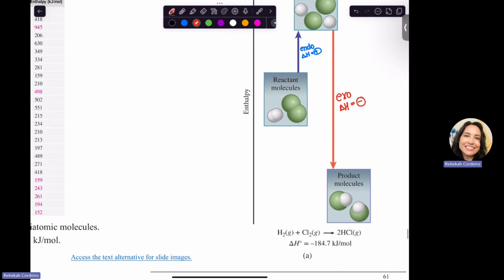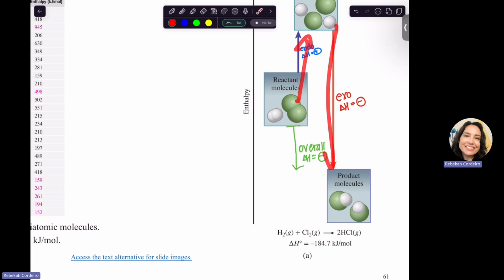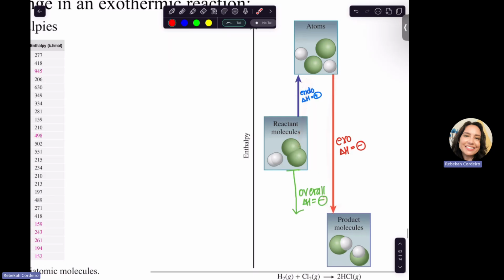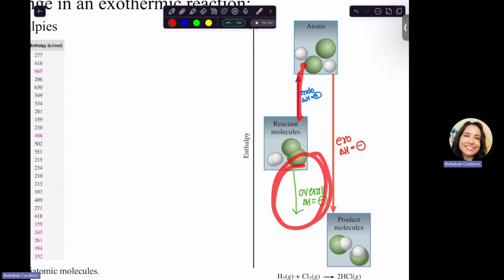So overall, we have exothermic. So if we have enthalpy from reactants to products, overall delta H is negative because we went down from reactants to products. But in order to go down overall, we have to go up a little bit and then back down. So that's what we're representing when we talk about these bond enthalpies. To get this number, we have to add in the energy to do this, and then we subtract out the energy to go down, and then we get this overall.